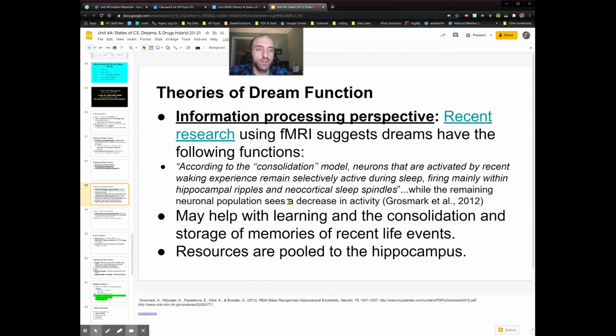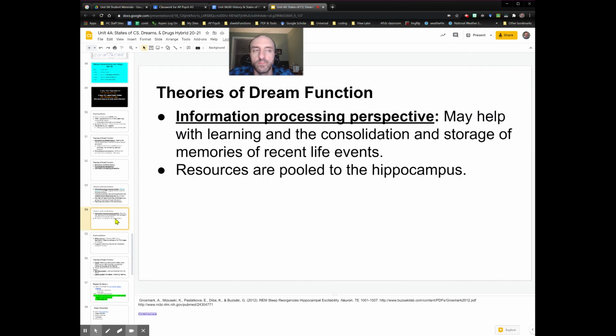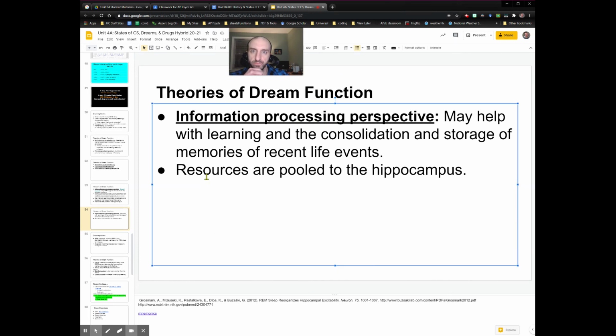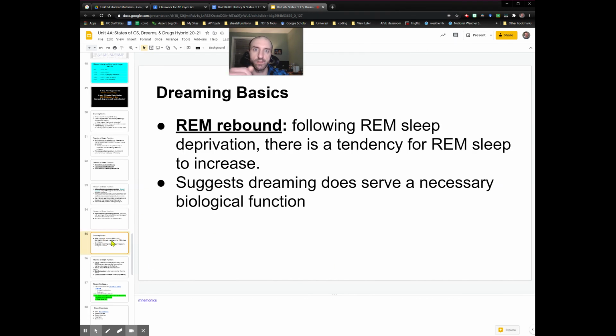So you can read all of this. Information processing, dreams are the function of, right? And you can read all that. May help, I think this is in English, may help with learning and the consolidation and storage of memories of recent life events. Oh, and because all of your resources are pulled to the hippocampus. Yeah, you can read about that. But this is one of the leading current theories.